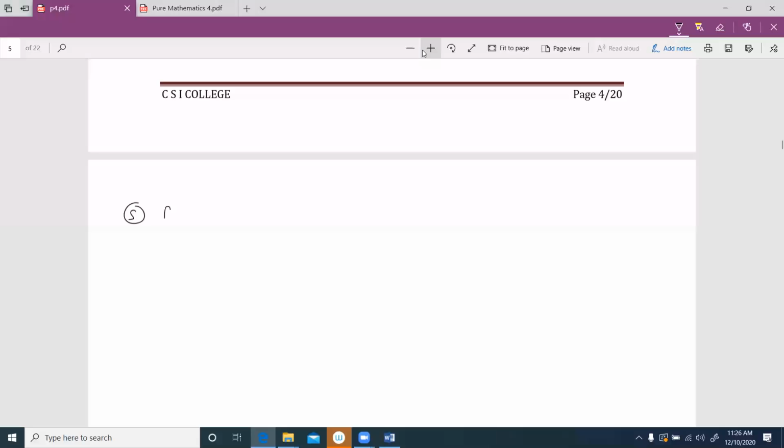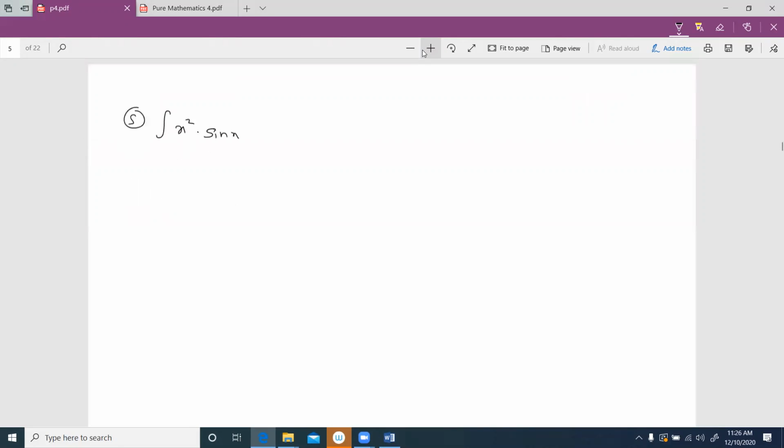If it is integration of x squared sin x, again we have the same problem. We need to define which term is u and which term is v. So a simple idea is you can easily define u as x squared. Therefore, du by dx is 2x. Then dv by dx is equal to sin x. Therefore, the integration of sin x is minus cos x.